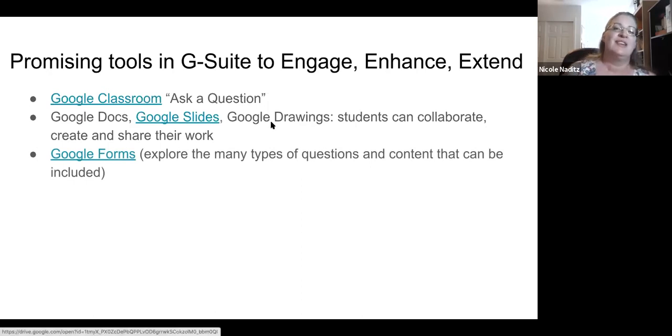Google Forms can have some really interesting uses that can help students maintain their motivation to learn, for example, which was one of the factors of engagement. And also strategically provide scaffolds to students who are struggling. So it would be a question of exploring the many kinds of questions and content that can be included in a Google Form.